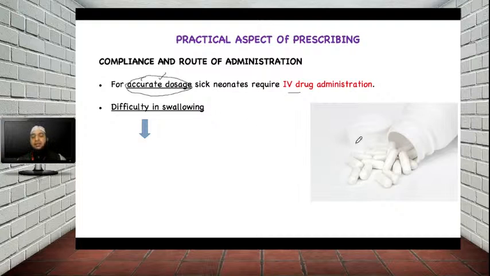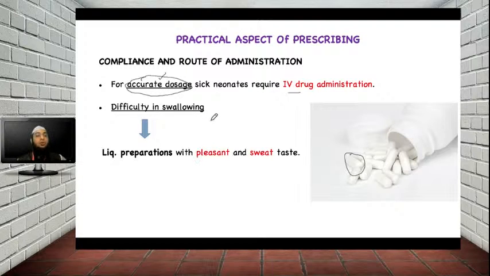Then in such case, do you give the capsule or do you give the tablet to the child? Obviously not. Then if you want to improve the compliance in case of the pediatric patient, to overcome this, you can give the liquid preparation with very pleasant and sweet taste. So the liquid preparation that you are giving, if you put good flavor like strawberry, orange flavor or something else which is loved by the child, then that child will love to take the medicine.